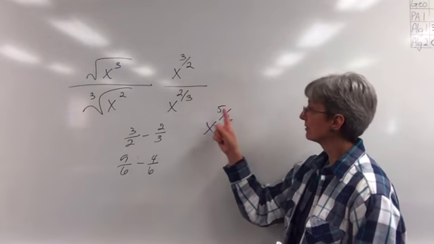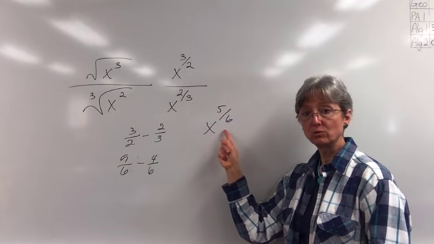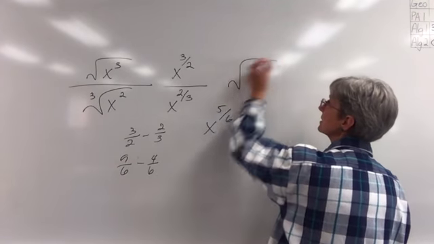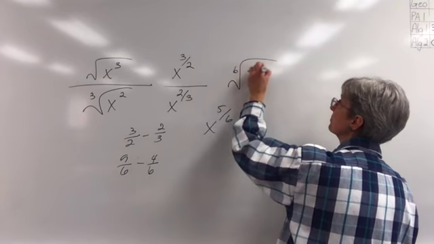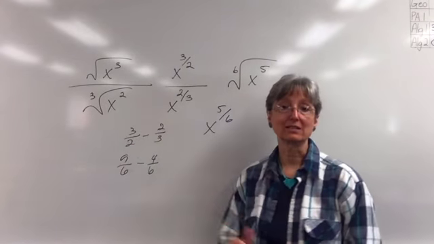Now remember, the numerator is the power. The denominator is the root. So I'm going to write my answer as the sixth root of x to the power of 5. And I have divided this.